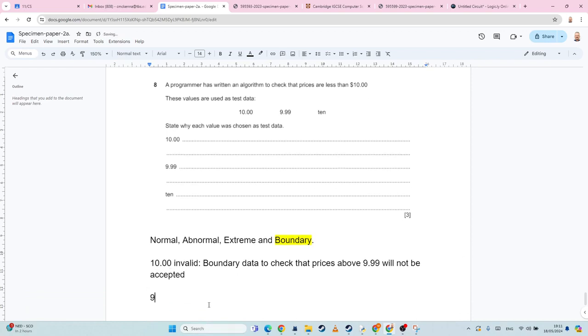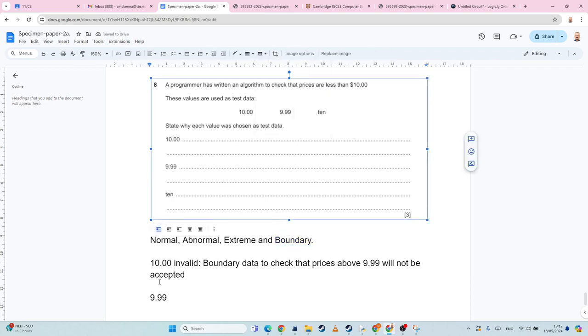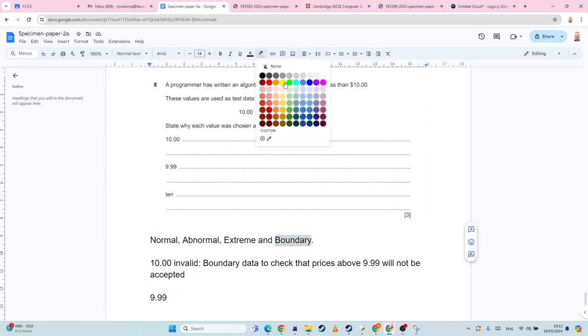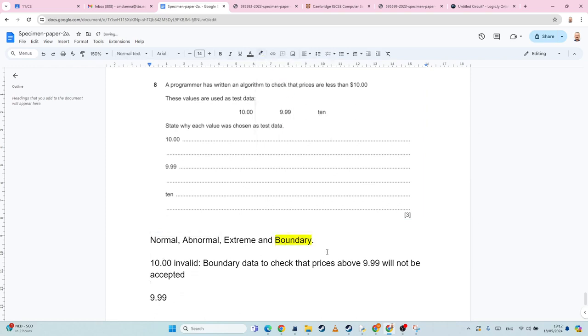Okay, so then we get to 9.99. So 9.99 is valid. Okay, it's valid, but it's the opposite of this one. If we added a fraction more to it, it would become invalid. So that's also boundary data. But boundary data that is valid could be called extreme. So we've got a choice between extreme and boundary. I would go with extreme.